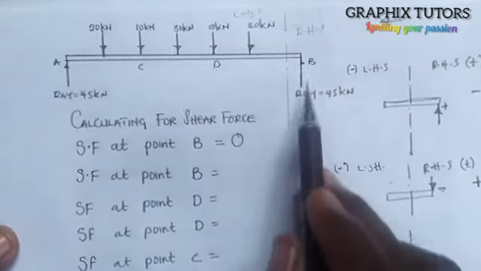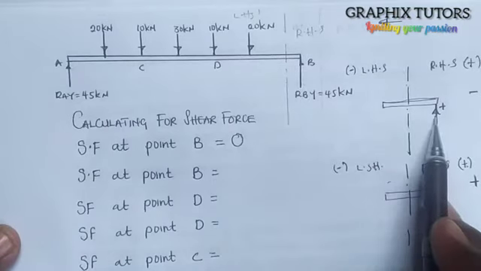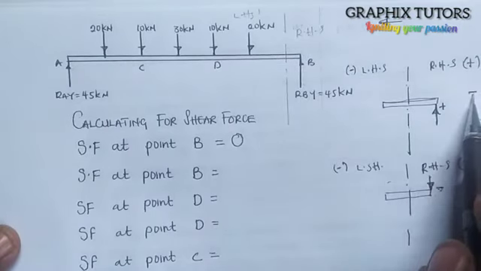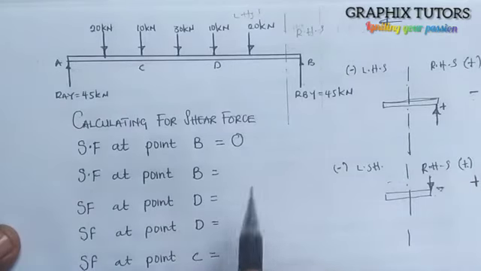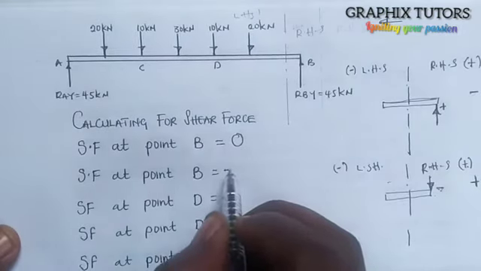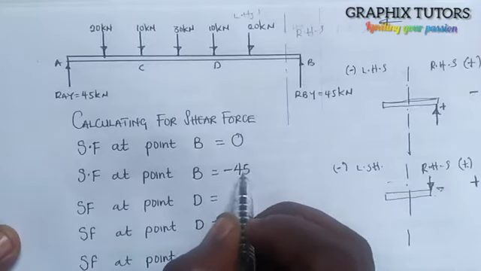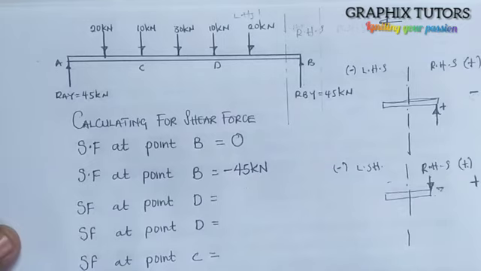Now the force is facing up. This is the section, and the force is facing up at my right hand side. And I say when the force is facing up at the right hand side, the shear force is negative. So it means that shear force at point B, that's after B, will give you minus 45 kilonewton. Right? So we are done with that.